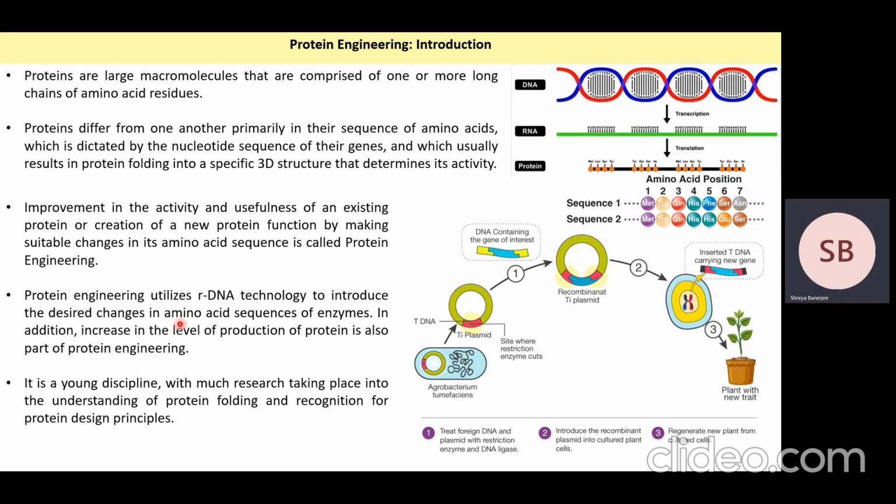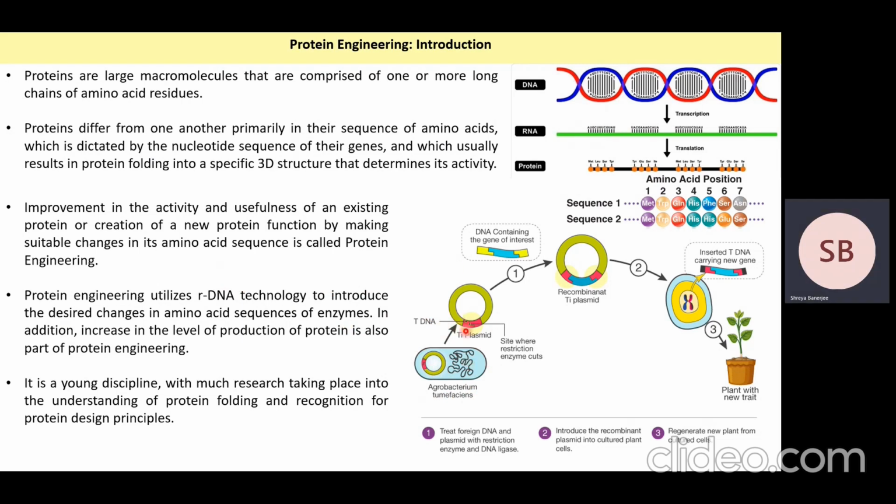Now, protein engineering utilizes recombinant DNA technique to introduce the desired changes in the amino acid sequence of enzymes. In addition, increase in the level of production of protein is also part of protein engineering. So if you remember the concept of recombinant DNA, basically you take a bacteria, which in this case is Agrobacterium tumefaciens, and you take out its plasmid.